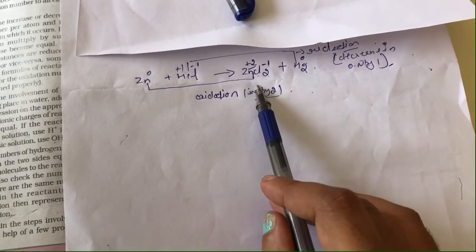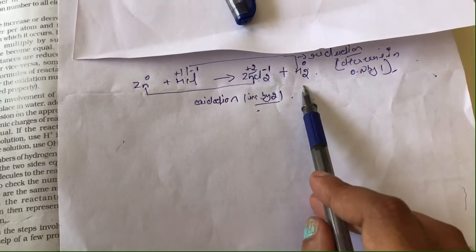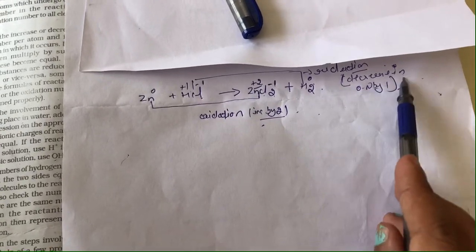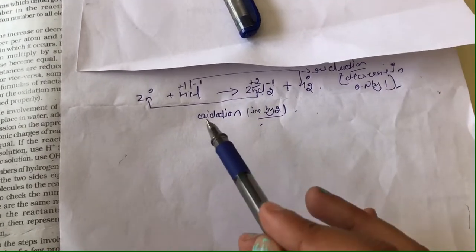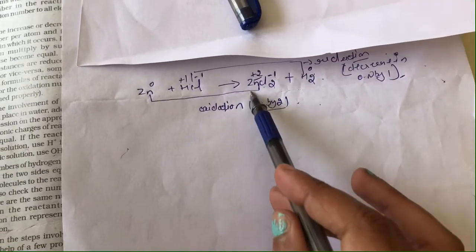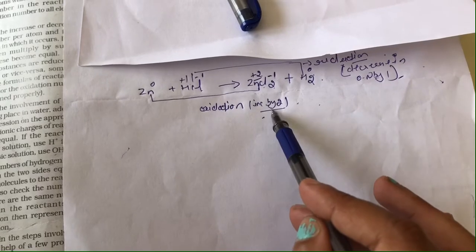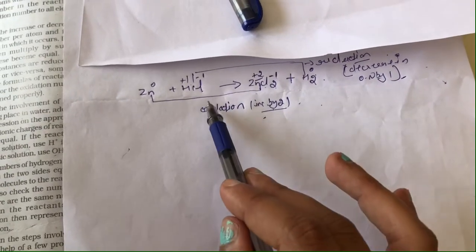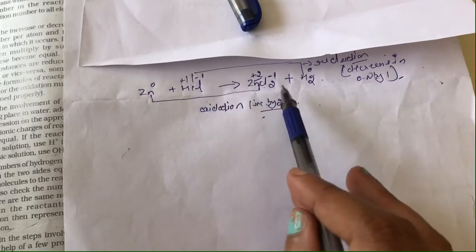So the reaction that we have discussed here, where we have taken zinc and hydrochloric acid, results in the formation of zinc chloride salt and hydrogen. Clear? In which hydrogen is reduced, there is a decrease in oxidation number by 1, and in case of zinc there is oxidation, means an increase in charge by the magnitude of 2. Clear?